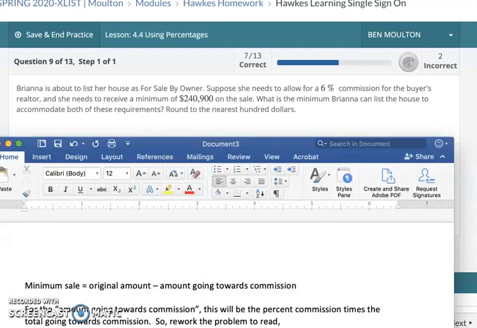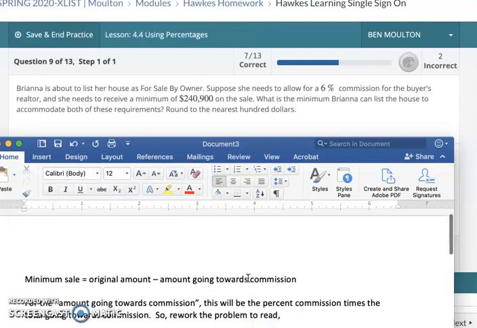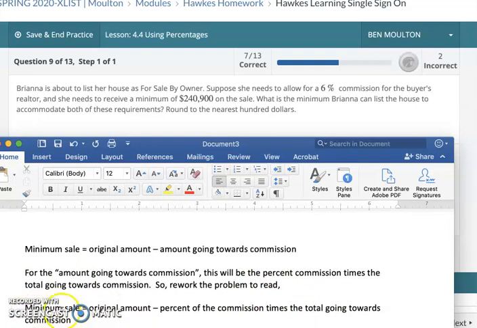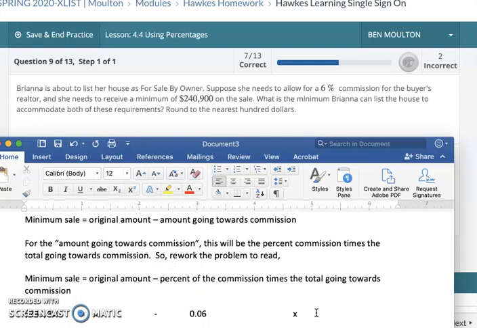All right, this one's a little trickier, but once you get the hang of it, I hope you'll understand what's happening. We need a minimum sale equaling the original amount minus the amount going to the commission. And the amount going towards the commission could be the tricky part. It's the percent commission times the total. So reword it to read: the minimum sale equals whatever your original amount is, we don't know that, minus the percent commission times that total. I hope this makes sense.